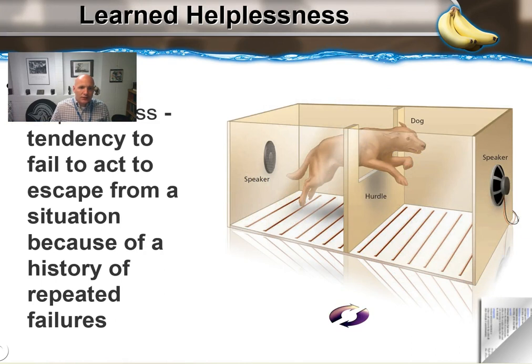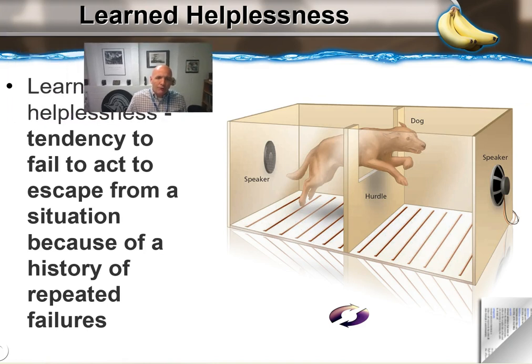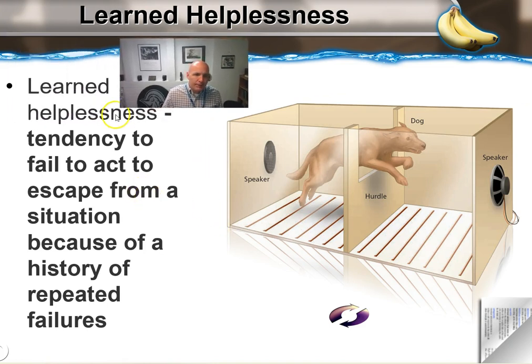Another cognitive psychologist was Martin Seligman, who would eventually be well known for his positive psychology. But he came up with a concept called learned helplessness from his research with dogs. Learned helplessness is defined as the tendency to fail to act, to escape from a situation because of a history of repeated failures.